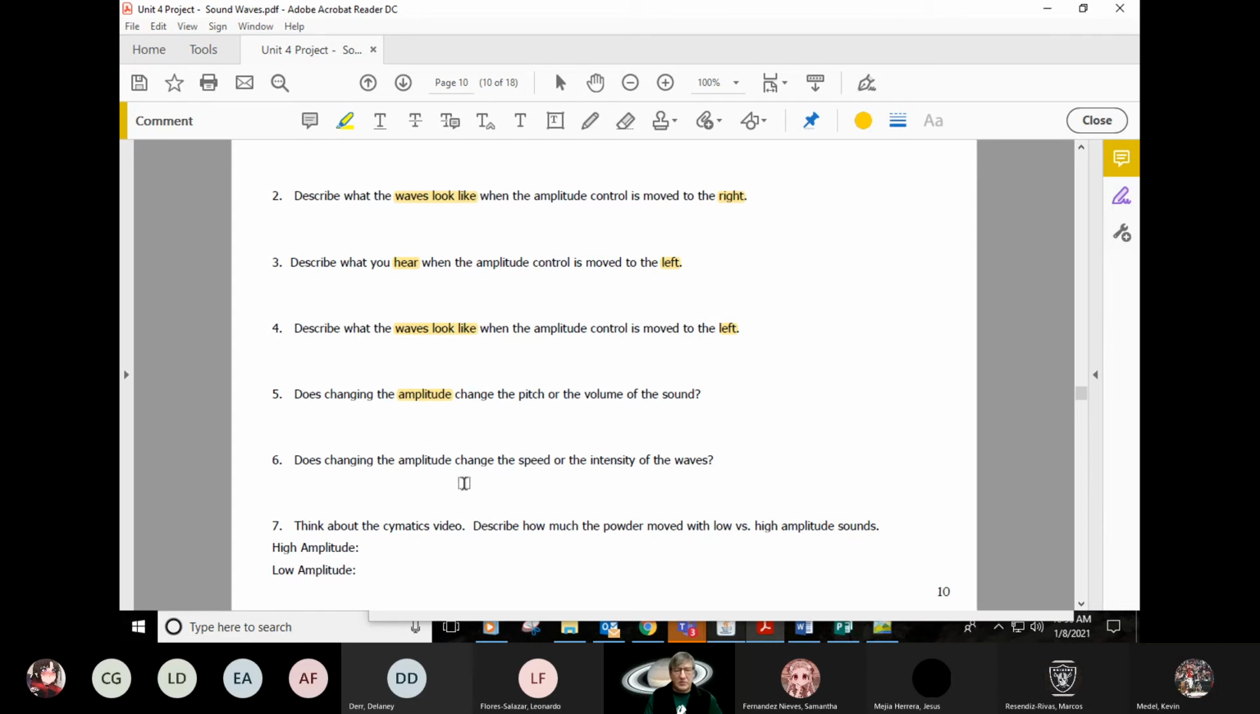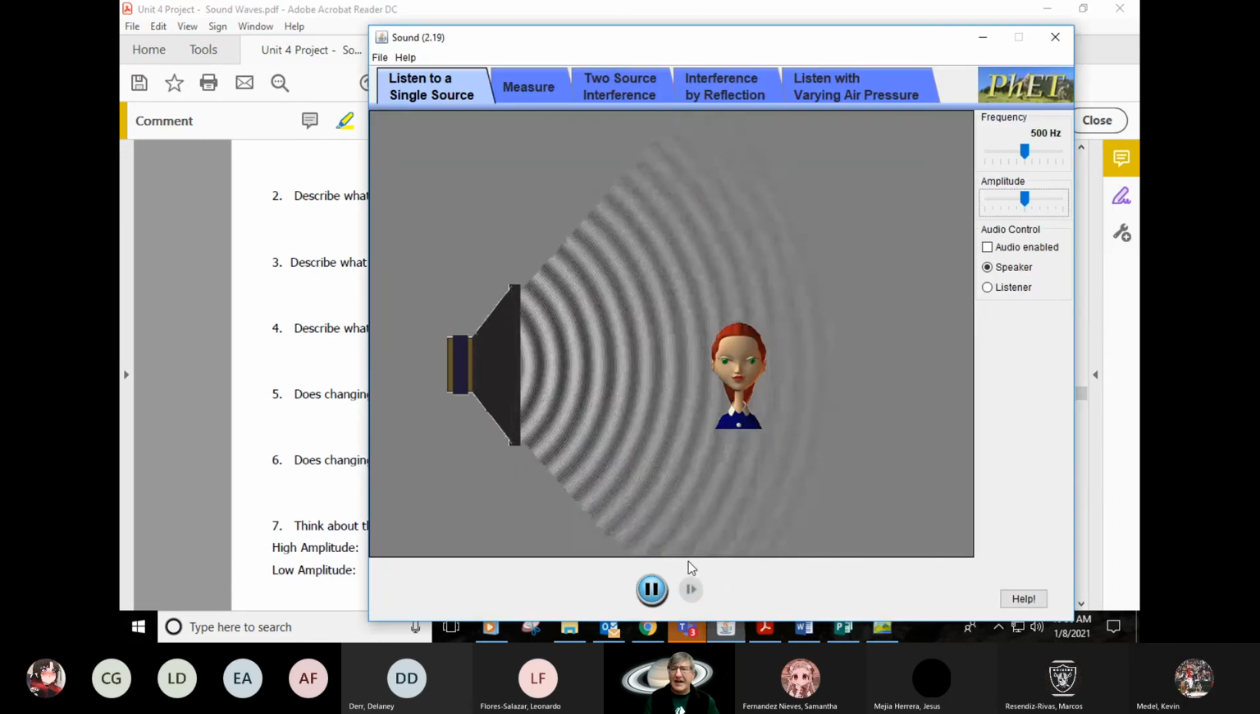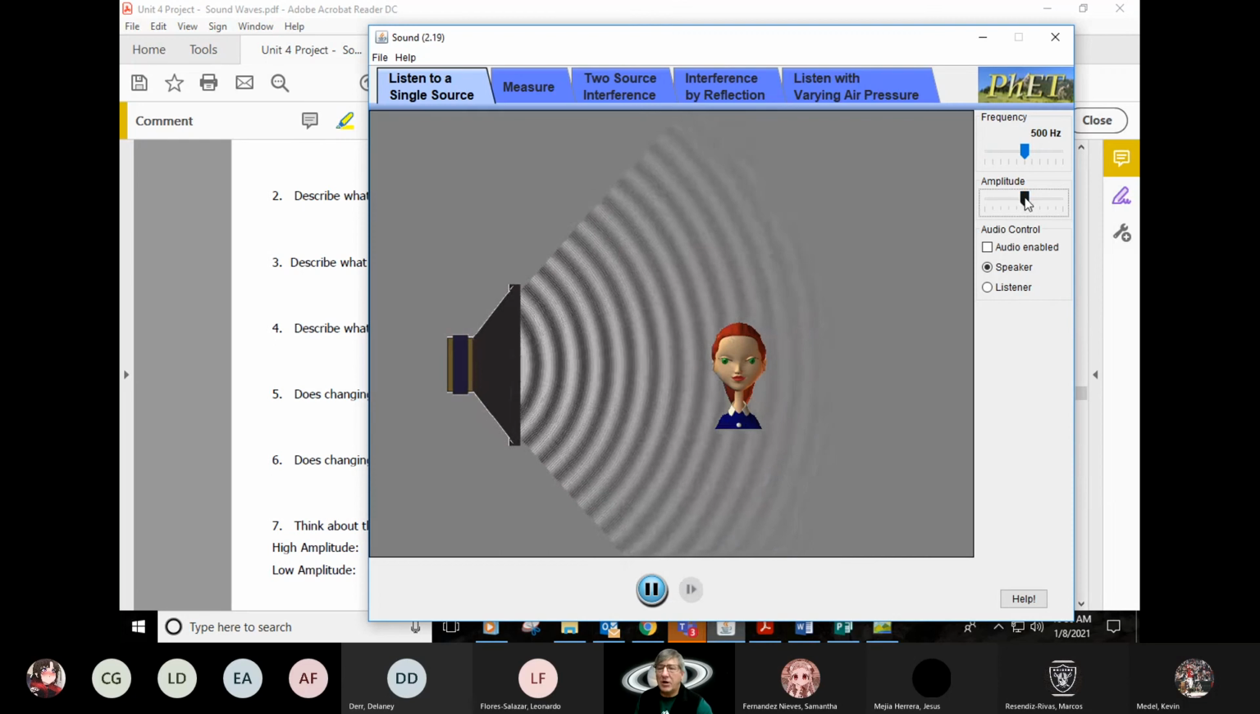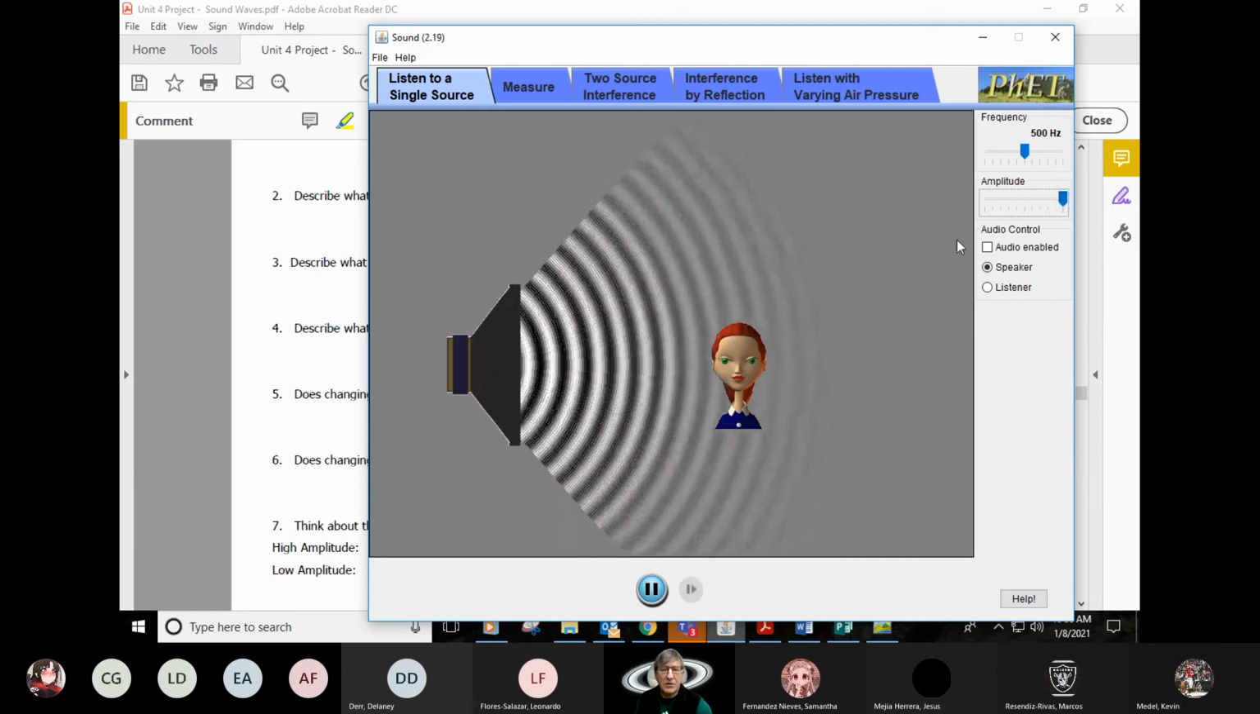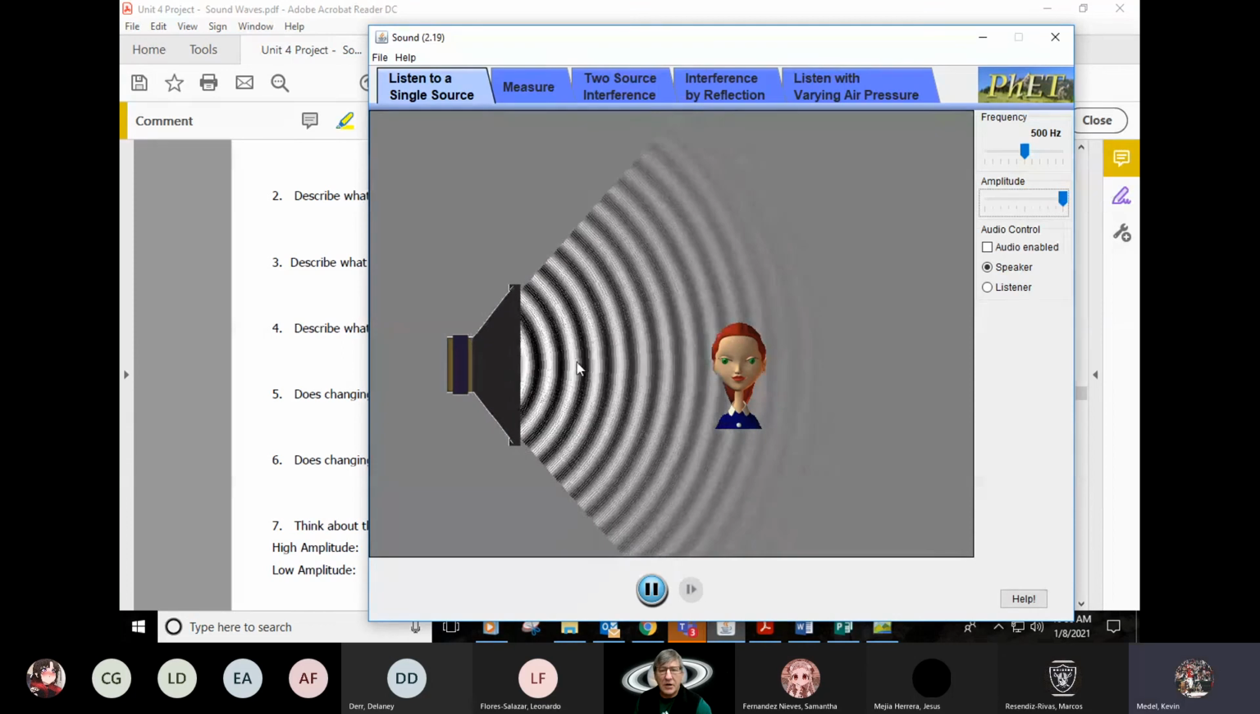And number 6, when we change the amplitude, does that change the speed or does that change the intensity of the waves? Let's look again because we haven't really thought about how fast they're moving. If we look at the waves and I bring the amplitude all the way up to the right, do they seem to move any faster? Look at these waves.